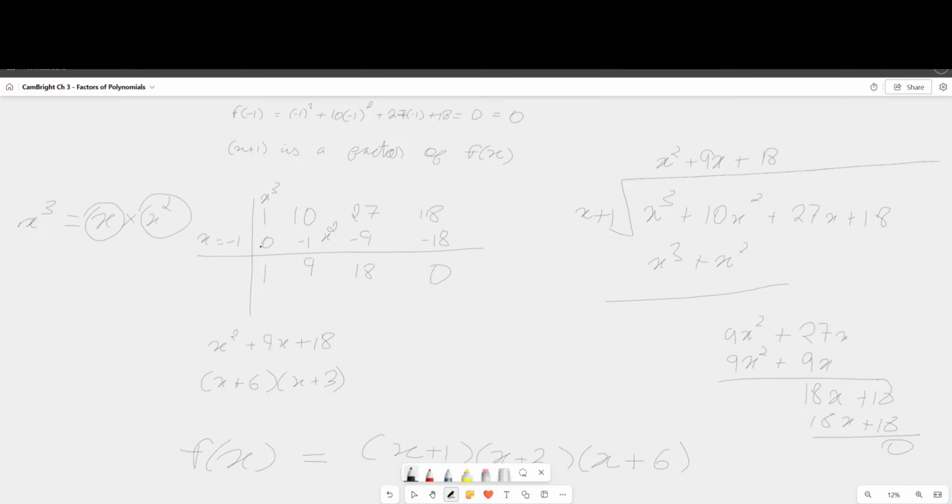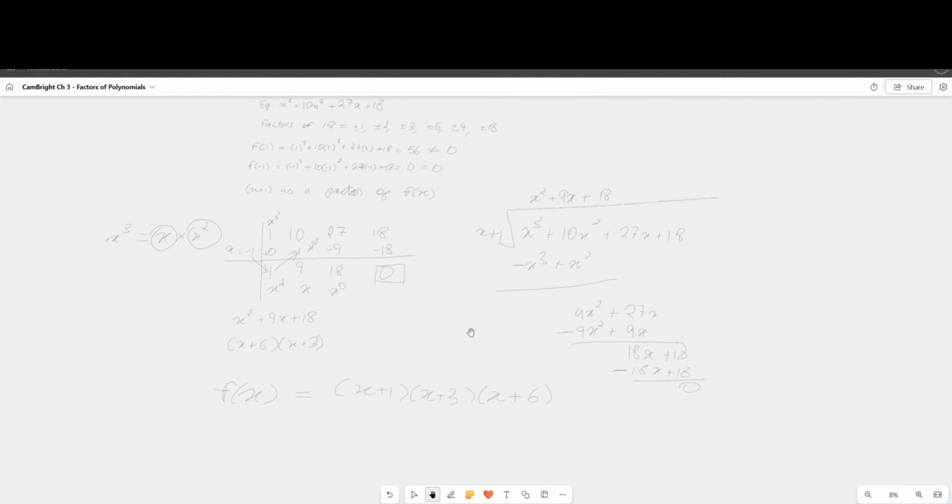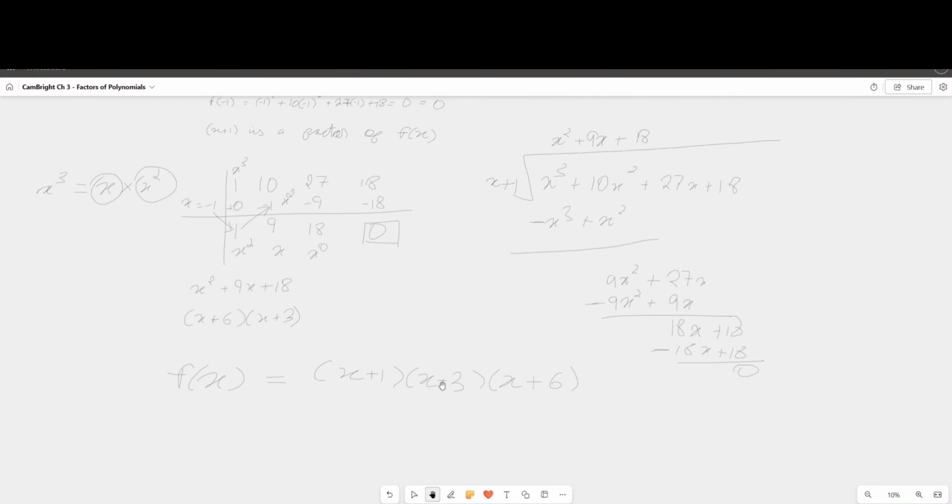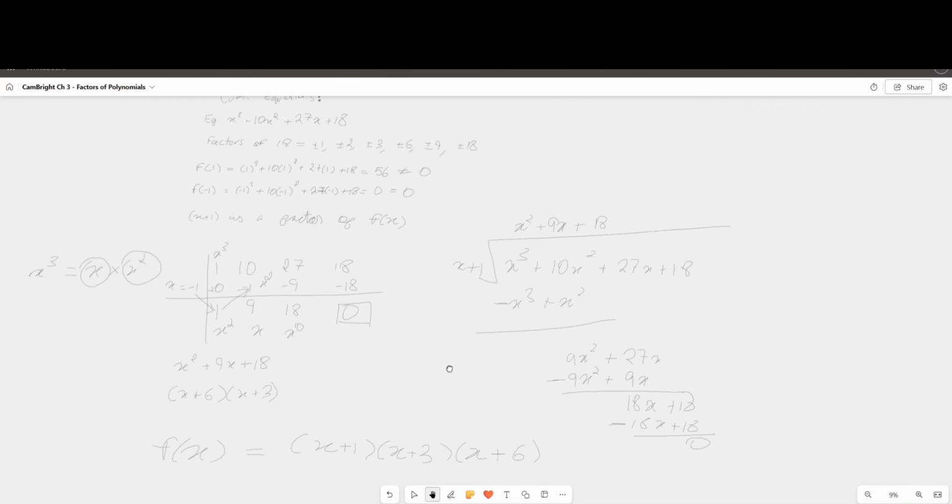So 1 plus 0 is 1, and then we multiply these two to give us this number. So that gives us -1, add, and you get 9. And -1 times 9 is -9, add and you get 18. 18 times -1 is -18. 18 minus 18 is 0. Because this is our remainder, the other numbers are the x squared term, the x term, and then the constant. So this is our quadratic. We can just factor the quadratic, and then this is our final factored form, and then we can equate it to 0 to get x is -1, -3, and -6.